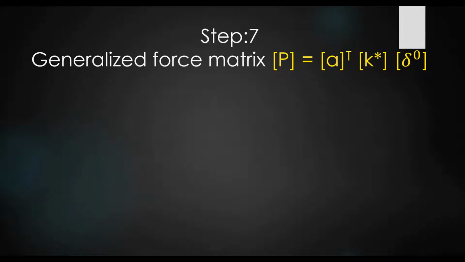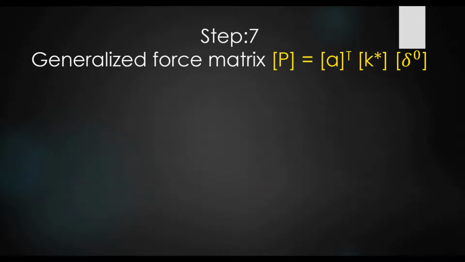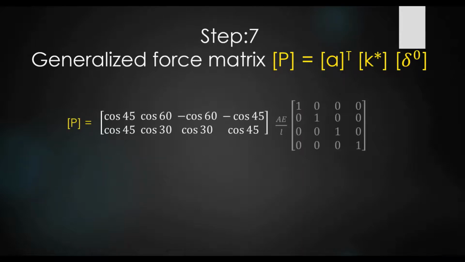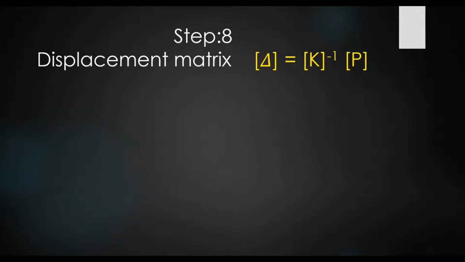Now moving to step number 7, that is to develop the generalized force matrix. Usually when we analyze a truss member without lack of fit, the force matrix is just the matrix which gives you the force value along the system coordinate. But in the case of lack of fit, we have a separate equation, that is A transpose K star into delta 0. So we just multiply all these three matrices and we will get the answer as AE by L into 1.707 and 1.025.